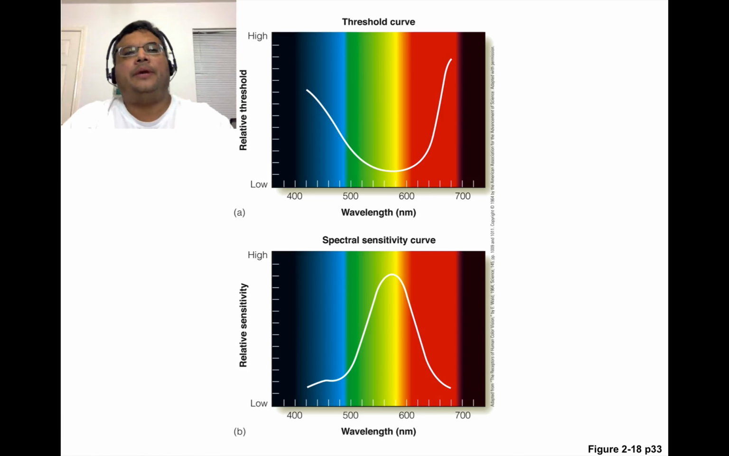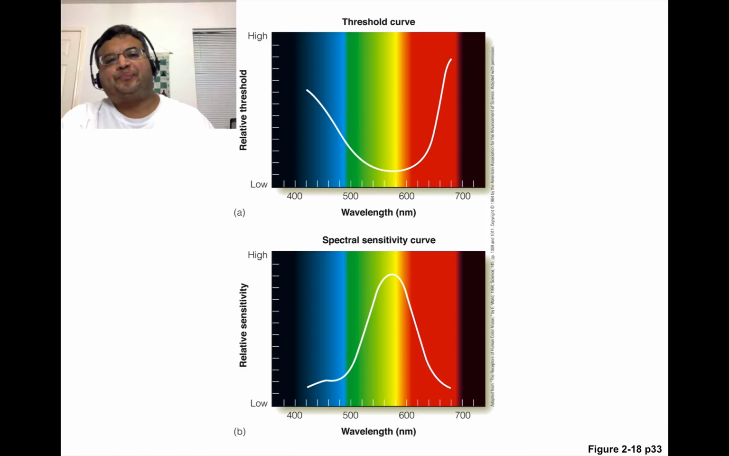All right, so let's go ahead and skip over to this slide here. This slide is taken from your book, Figure 218 on page 33. And what it represents is our sensitivity to different wavelengths of light as a function of the wavelength, right? So for the top graph, we have wavelength going across the x-axis.